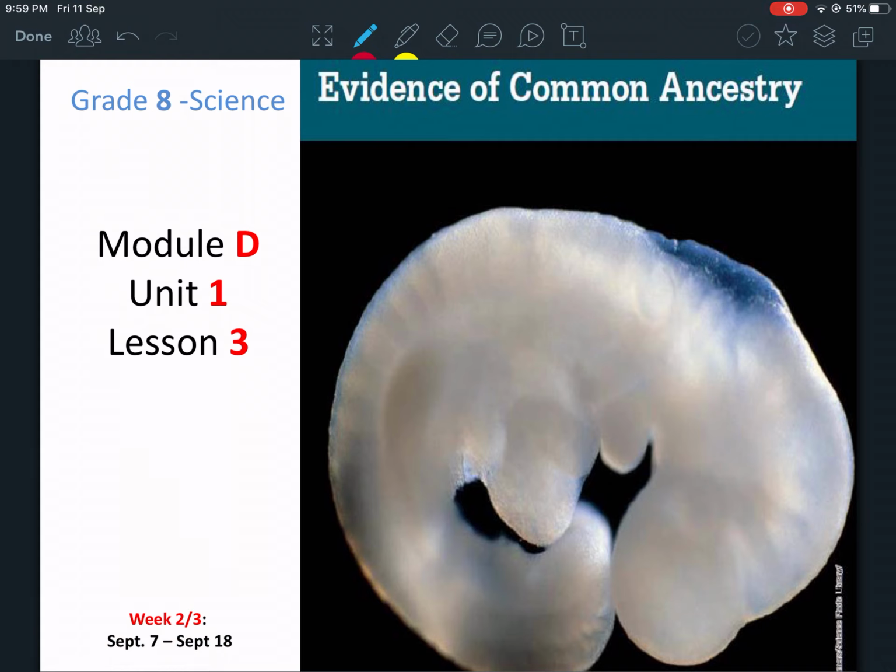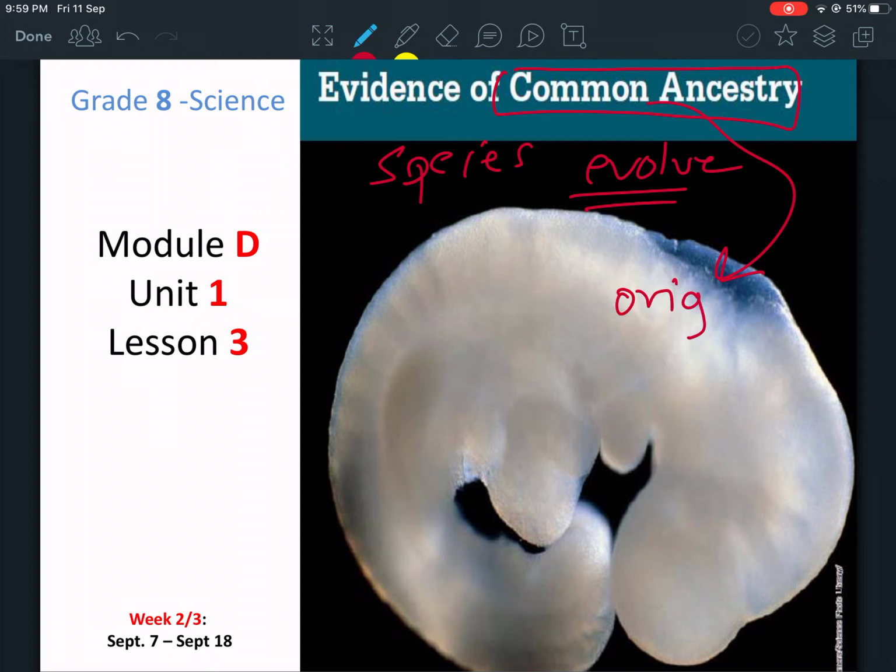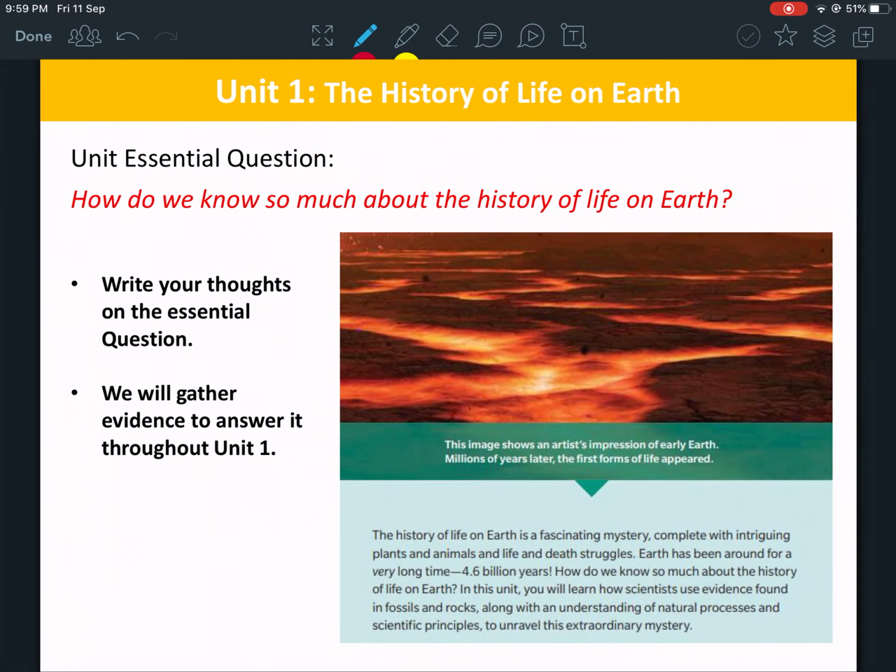Module D, Unit 1, Lesson 3. It's about common ancestry and evolution, basically. It's related to our first lesson in Module D, which is about the fossils. In this lesson, we'll be learning about how species evolve, and how species are related by a common ancestor. An ancestor means an origin. Ancestor, al-jdud in Arabic, sorry. So, common ancestry. Let's talk about that a little bit.